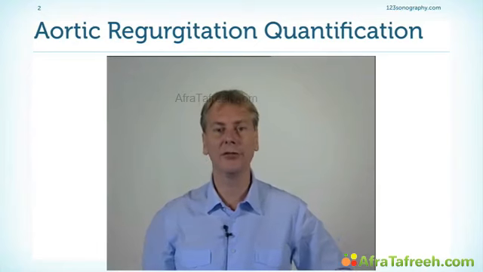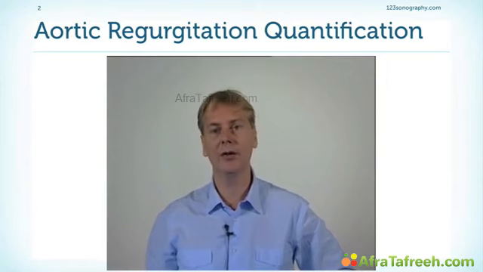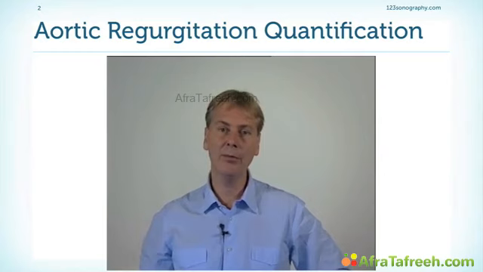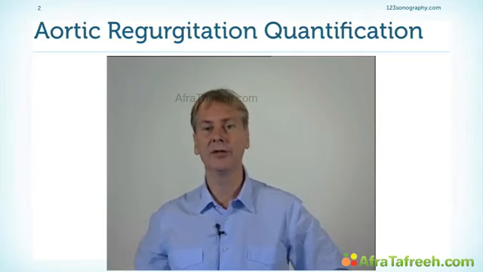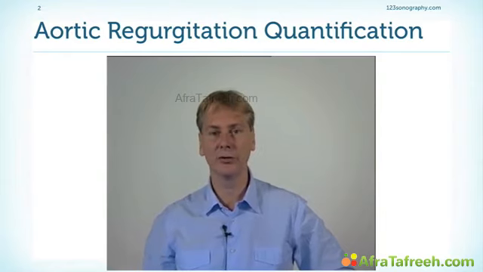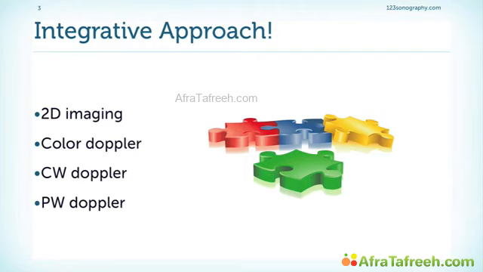So let's turn to the quantification of aortic regurgitation. I actually find it more difficult to quantify aortic regurgitation versus mitral regurgitation. And there are a number of pitfalls and problems, but if you take an integrative approach, as you will see, you can usually get to the right degree of aortic regurgitation. So the integrative approach that I'm talking about means that we are taking a look at the 2D image, we incorporate the color Doppler, the continuous wave Doppler, and the pulsed wave Doppler information to get to a diagnosis and to a degree of regurgitation.